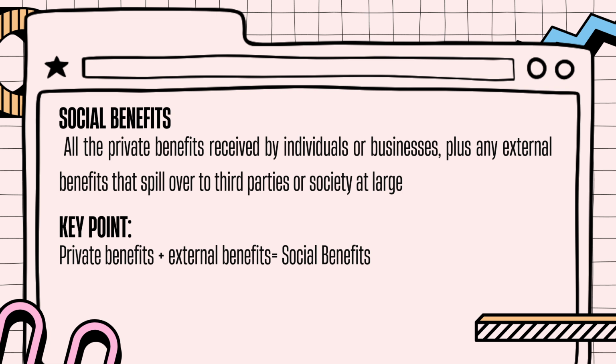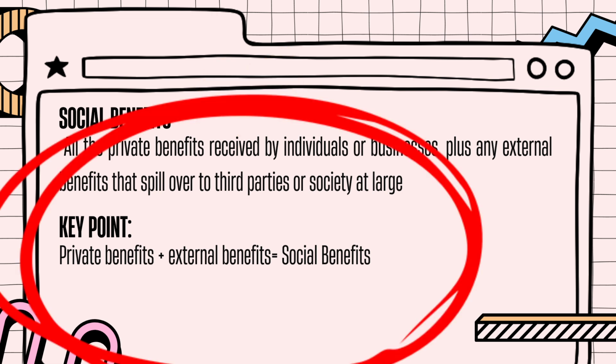Social benefits in economics is all about the total advantages that society gains from the production or the consumption of a good or service. And it's all about the private benefits received by individuals or businesses, plus any external benefits that spill over to third parties or the society at large. Meaning to say, social benefits is like private benefits plus the external benefits.